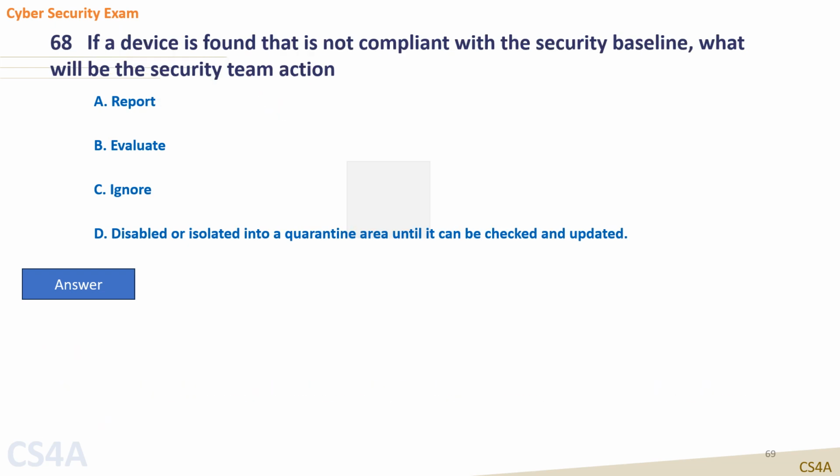So here the question is, if a device is found that it is not compliant with the security baseline, what will be the security team action? Either report, evaluate, ignore, or disable or isolate it into a quarantine area until it has been checked and updated. So option D is the correct one. Because if the system is not compliant, we should protect it from vulnerabilities and attacks, and the attack shouldn't propagate to other systems. So we should disable and isolate it in the quarantine area until it is checked and updated. So option D is the correct one.